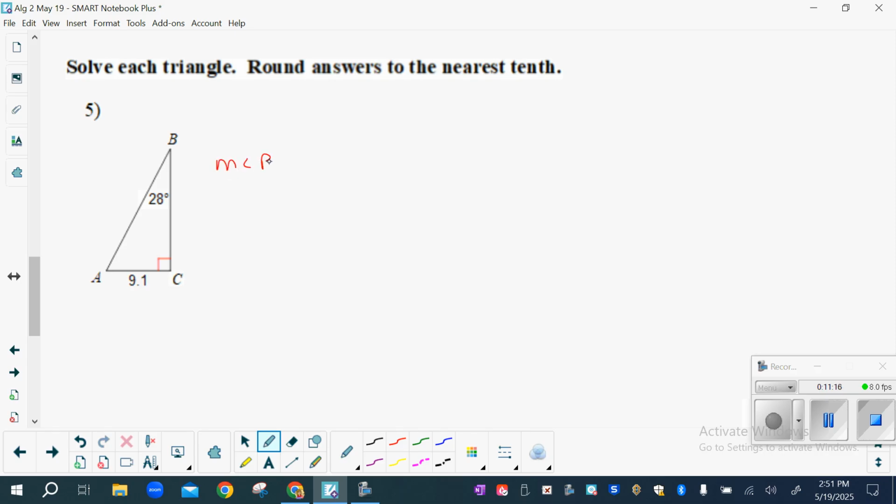So measure of angle B is 28 degrees. We want to find the measure of angle A. What's the measure of angle C? 90, because it's the right angle.